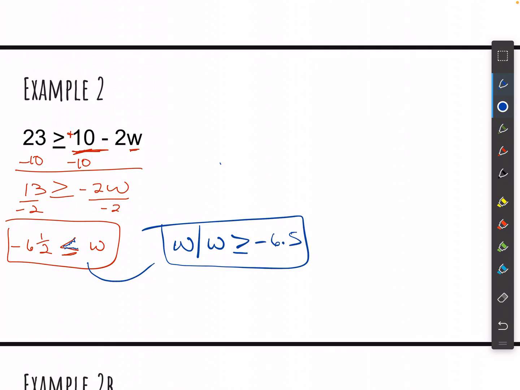Okay, if I were to graph this on a number line, I'd start here at, well, let's say that's negative 6, this is negative 7. It's or equal to, so I'm going to have a filled in circle, and the w's are greater than that, so we're going to go that direction. Okay, so that's what the graph would look like.